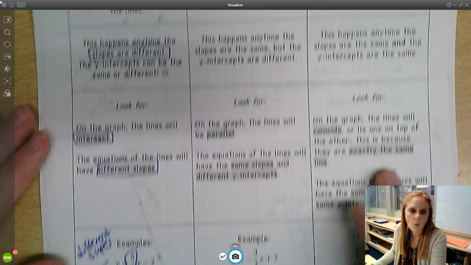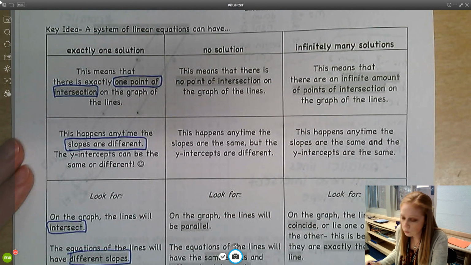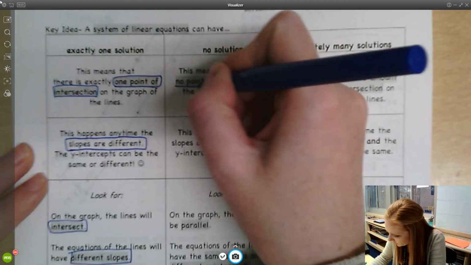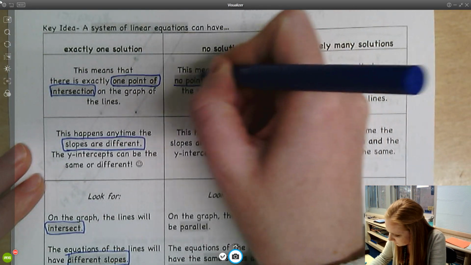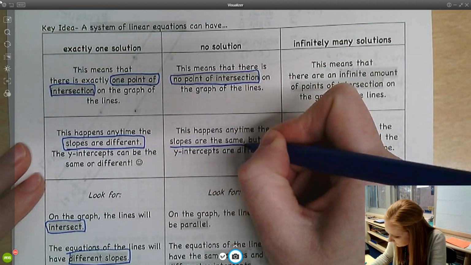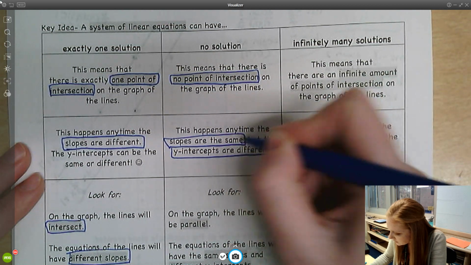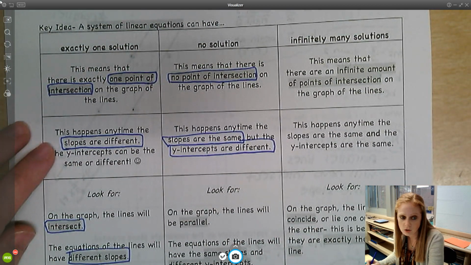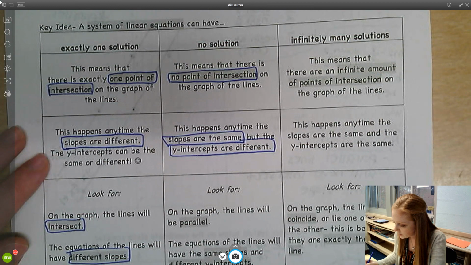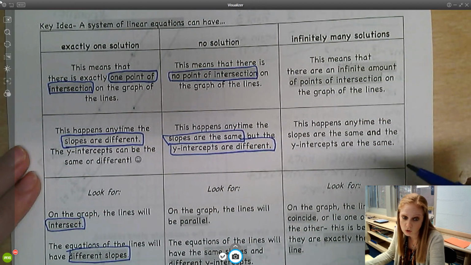Okay, what about no solution? No solution means that there's no point of intersection. They're never going to cross. This happens anytime the slopes are the same, but the y-intercepts are different. Okay, so different slopes means one intersection. Slopes are the same, y-intercepts are different, means no solution.